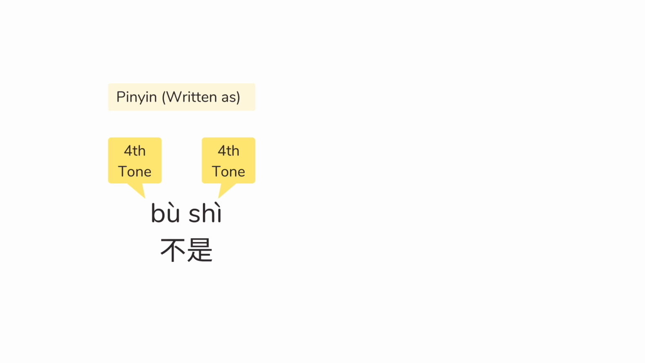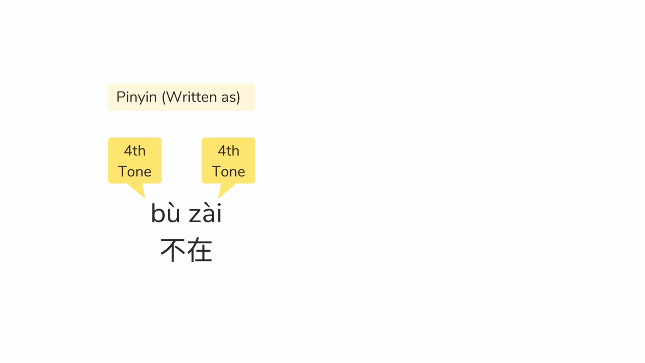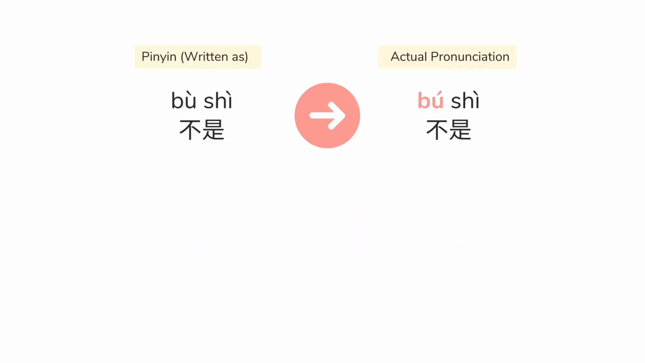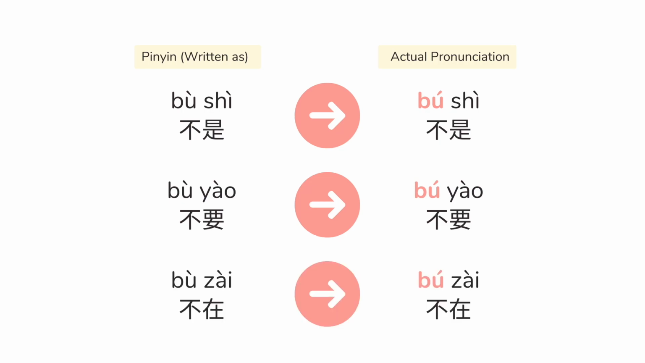Instead of 不是, we say 不是. Instead of 不要, we say 不要. Instead of 不在, we say 不在. Let's hear them one more time. 不是, 不要, 不在. Keep this tone change in mind as this change is often not labeled.